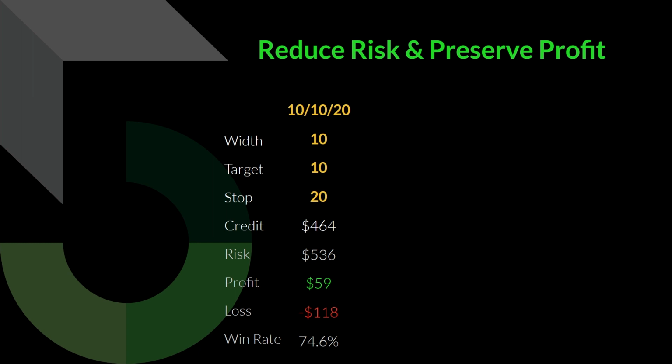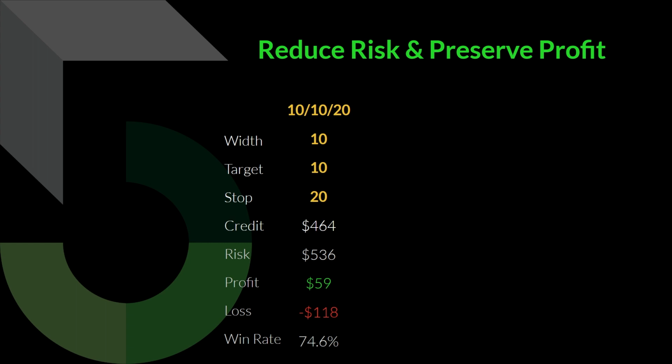My average risk was $536. So to find what my credit was, obviously as you open a trade, you're going to know what your credit is, but back calculating it from the risk, you just take the width of the strikes. So that's 10. So that would be equivalent to $1,000 minus the risk. So that would be $464. Therefore, that was my credit. That's my average credit is $464.